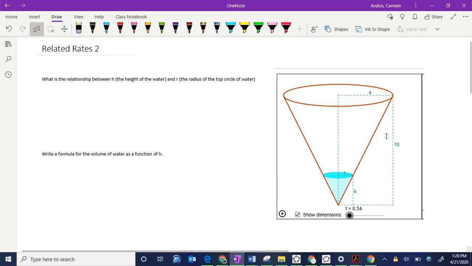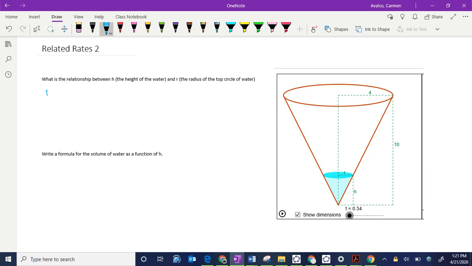So when we go back, this is the same example that we talked about, R and H, and then 4 and 10. So what is the relationship between the height of the water and R, the radius on the top? We want to know the relationship that we have there. We said that they're similar triangles, and we're going to stick to that because it's true. When we have similar triangles, they're going to be proportional. That means their fractions are going to be the same.